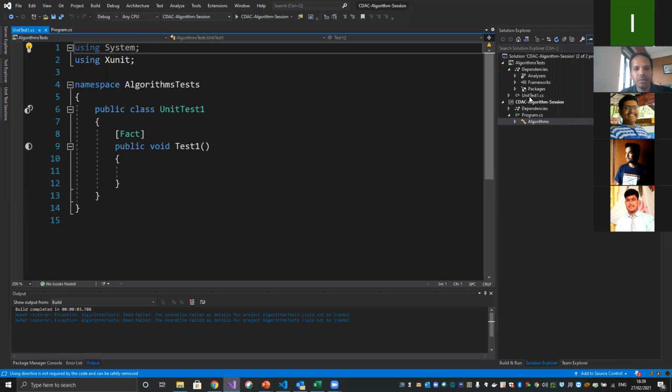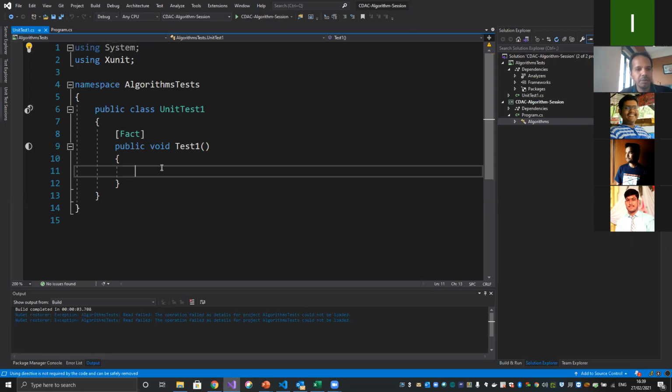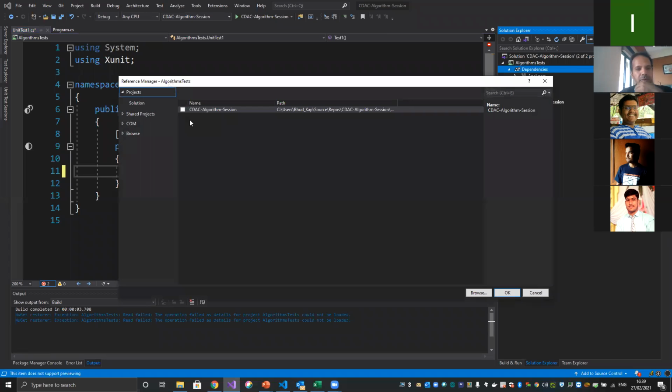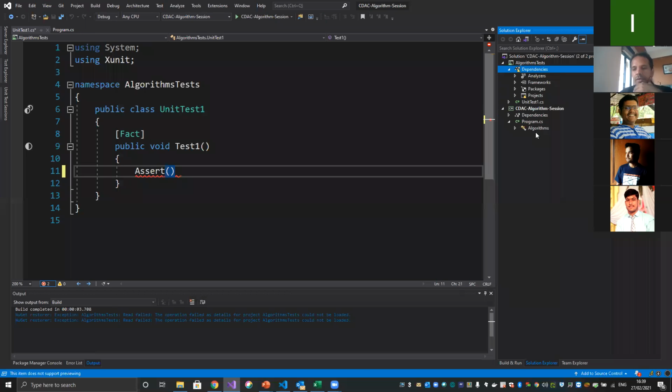In this case, for example, let's quickly try to do something like assert, and we need to now refer to this project within this project. So we're building a dependency here. I say add project reference, and we add this. So we can start referring to the algorithm that we wrote. We can now access it here.